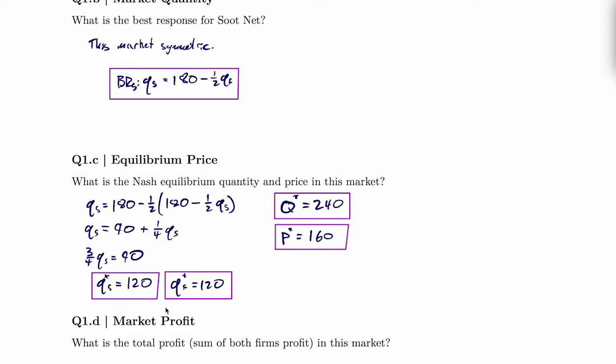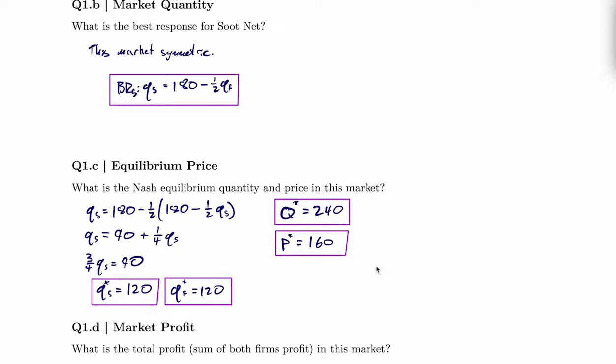And then again, by symmetry, we don't have to do any additional work. We know both players are going to do exactly the same thing because their marginal revenue and marginal cost curves are identical. The firm's problem is identical for both firms. So both are going to play exactly the same thing. And if you wanted to, you could go through and check the math, but it'll come out to be exactly the same.